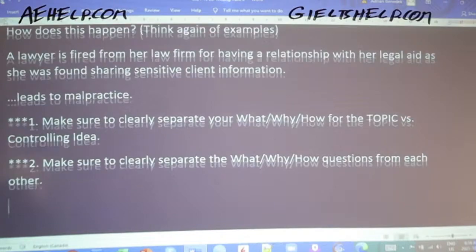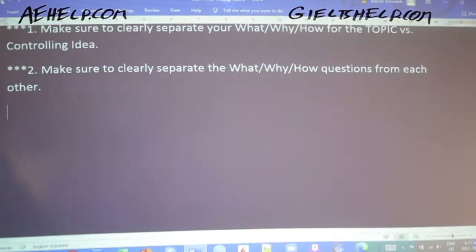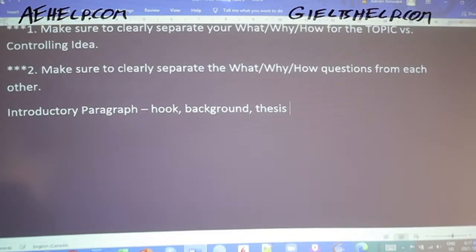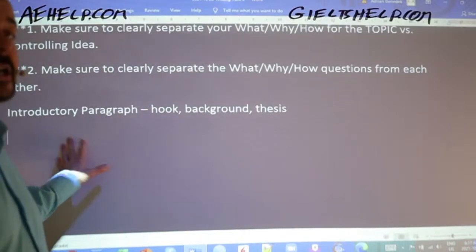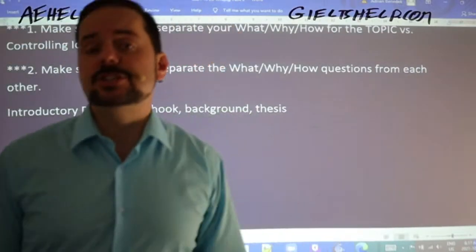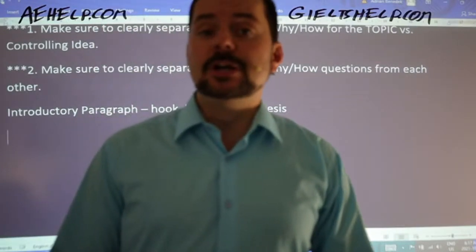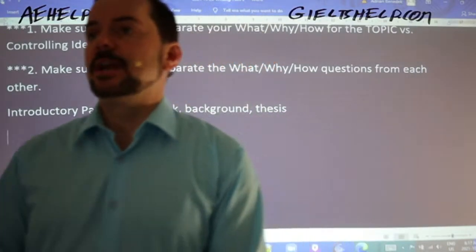While you do that, I'm going to start my introductory paragraph. So the introductory paragraph for your essay has a hook, has a background, and has a thesis. Okay. Once you have good planning, the introductory paragraph becomes relatively easy. In fact, the whole essay becomes much easier and much more fluid to compose.